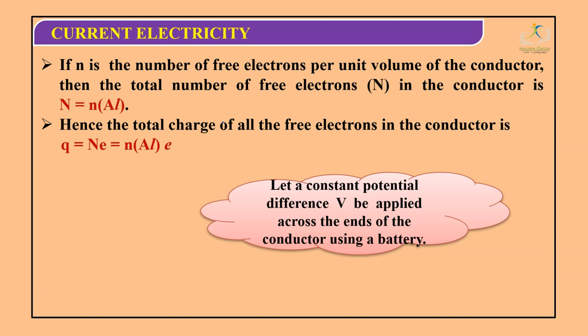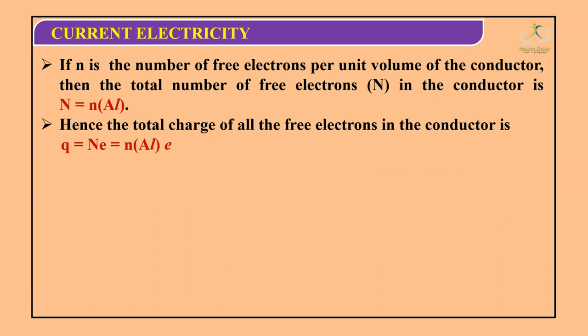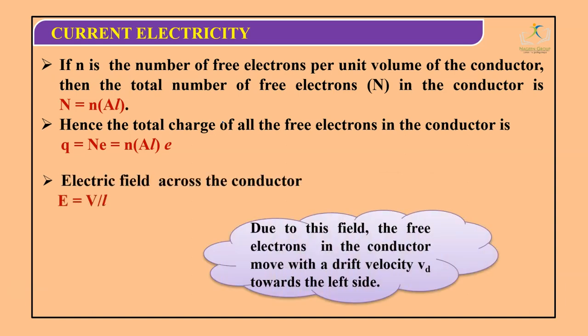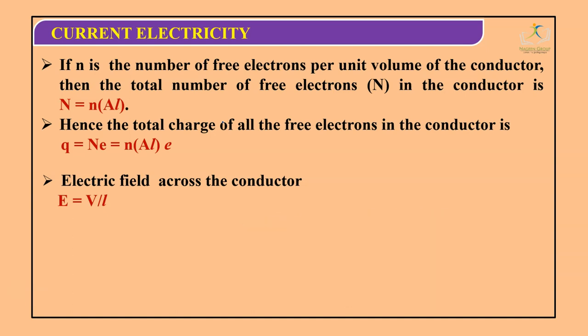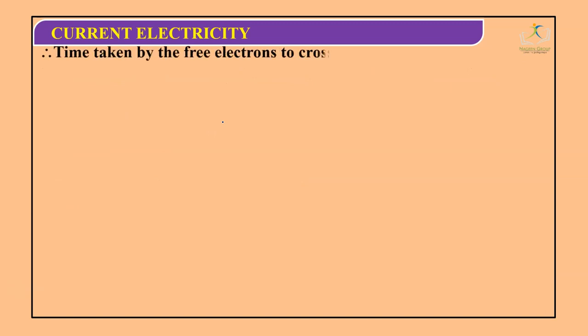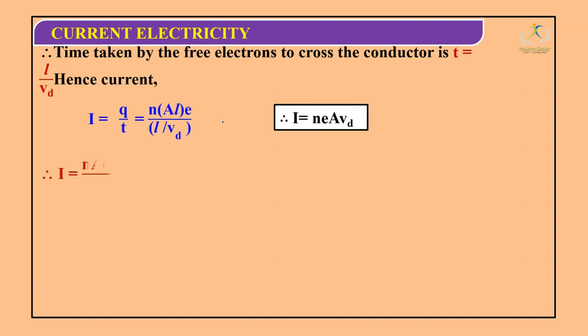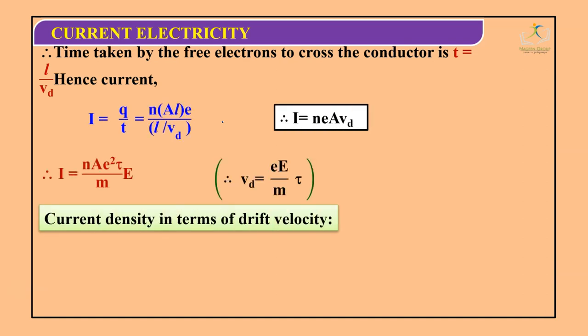Let a constant potential difference V be applied across the ends of the conductor by a battery. The electric field across the conductor is E equal to V by L. Due to this field, the free electrons in the conductor move with a drift velocity Vd towards the left side. The time taken by free electrons to cross the conductor is t, so t is equal to L by Vd. If I put all these values in, we get the formula of I, which is I equal to neAVd. And if I put in the value of Vd, this result comes.